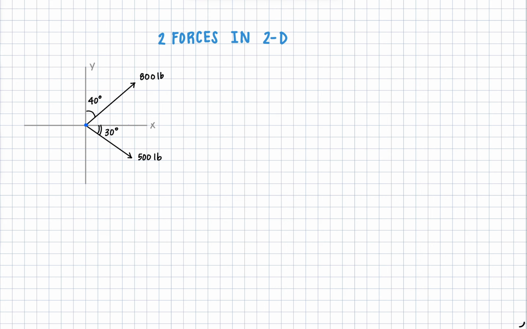In this video, we're going to be looking at two forces in two dimensions. So here we have a problem where we have two forces. The first force is pointing in the first quadrant right over here. It has a magnitude of 800 pounds, and there's this angle associated with it, which is 40 degrees. Our second force is pointing right over here in the fourth quadrant. It has a magnitude of 500 pounds and this angle of 30 degrees associated with it.